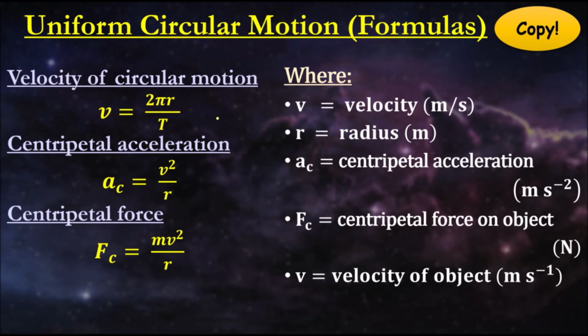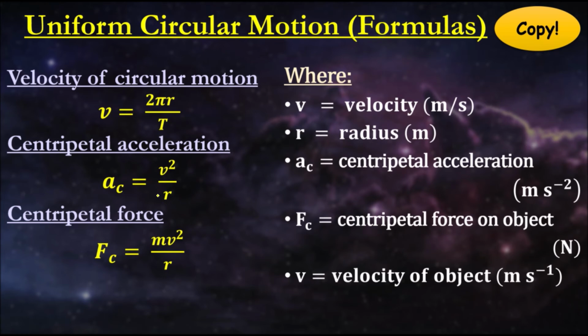And so these are the three equations that we can look at to describe circular motion. What you can see here is if something is moving at a really high speed, that will increase its centripetal acceleration.